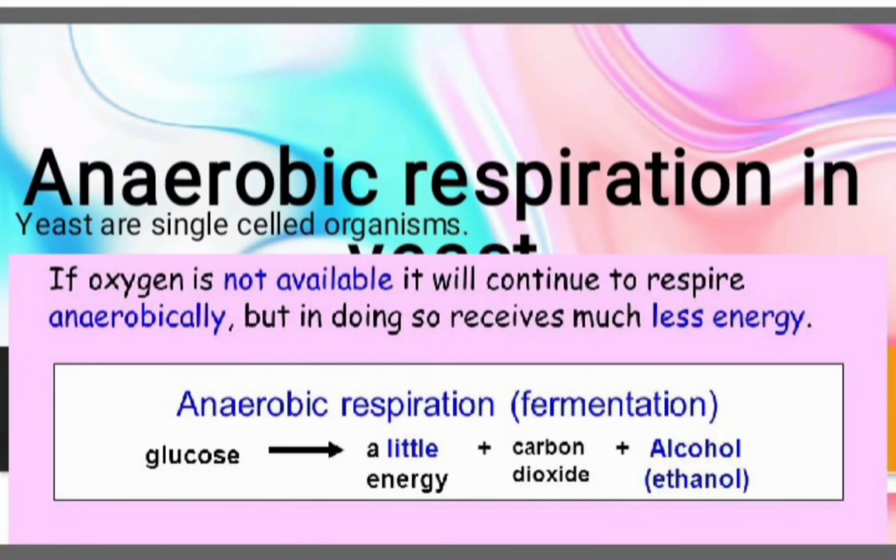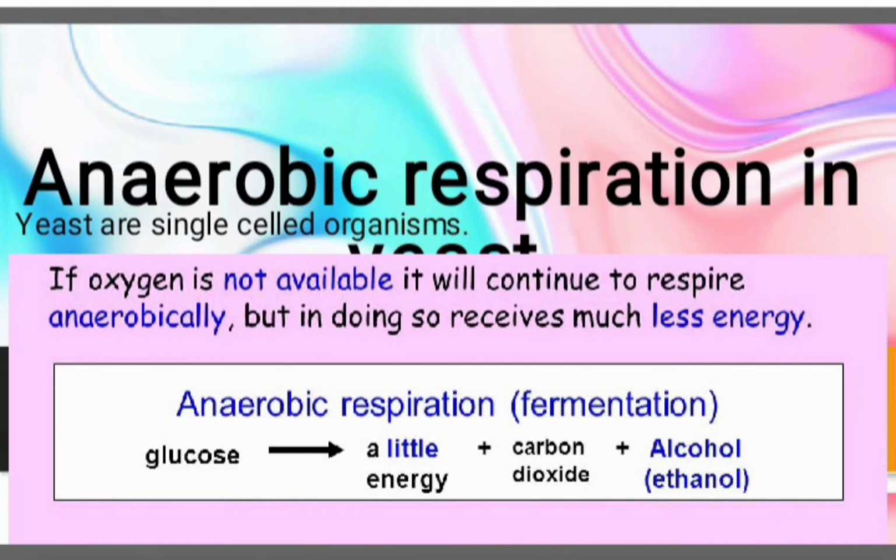Let's see how and what it produces. If the oxygen is not available, it will have to continue to respire anaerobically, isn't it? But in doing so, it receives very little energy. That means in aerobic respiration, more energy is released, but in anaerobic respiration, less energy is released. And what is the equation when anaerobic respiration takes place in yeast? This process is also known as fermentation.